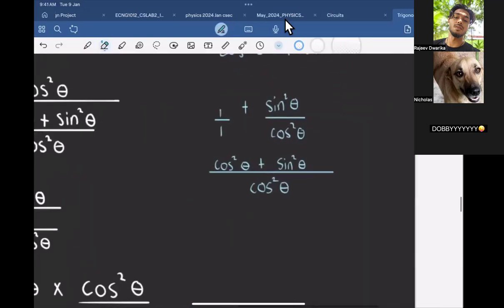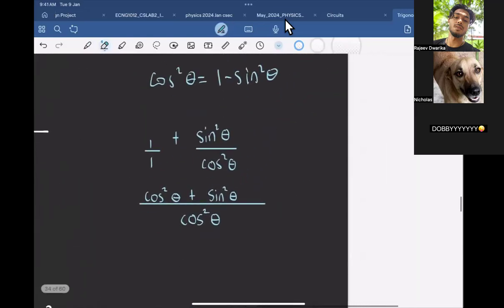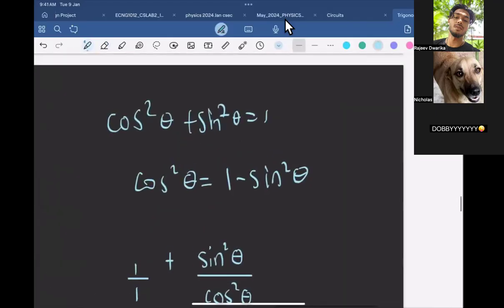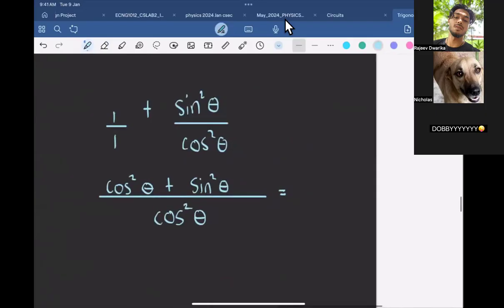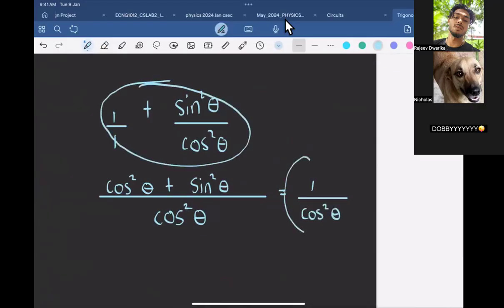Cool. And what is cos square theta plus sine square theta equal to? Do you recall? Cos square theta plus sine square theta is equal to 1. So you're going to put 1 over cos square theta. This whole thing here, I could replace it with 1 over cos square theta.